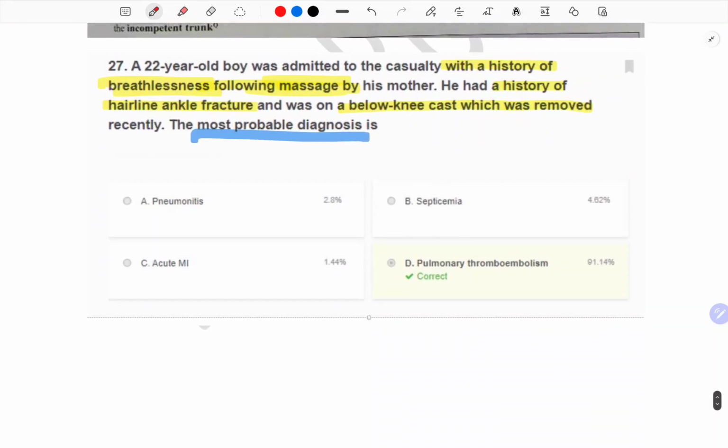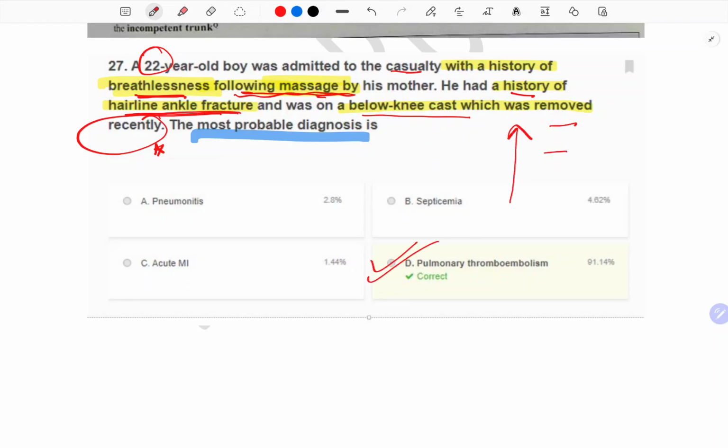Next, a very important topic on pulmonary thromboembolism. A 22-year-old boy comes to casualty with a history of breathlessness following a massage. He had a history of hairline ankle fracture and had a below knee cast which was removed recently. The most probable diagnosis is, this was a bit confusing because the differentials are very similar, but since he had a history of fracture and massage, the emboli might have shifted up to the pulmonary vessels and caused pulmonary thromboembolism. These types of questions are also asked in the medicine section, and this is an easy one. Don't get confused with others like septicemia or pneumonitis.